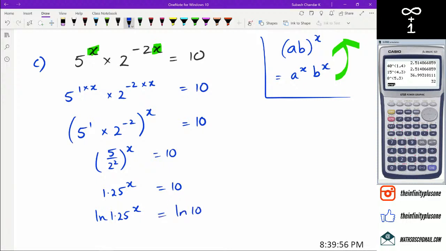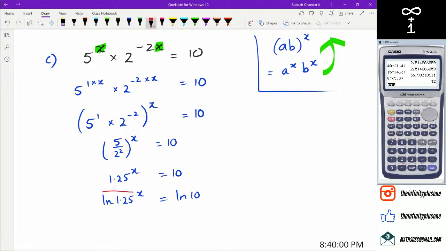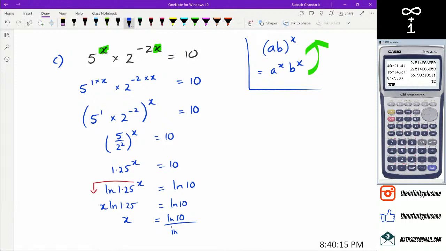Now you might be wondering why I always use ln and not log. It's pure laziness because I don't like writing that extra letter of g. That's how lazy I am. x ln of 1.25 equals ln of 10, and then x is equal to ln of 10 divided by ln of 1.25. So chuck that in the calculator. We've got ln of 10 divided by ln of 1.25. There's your 10.31.